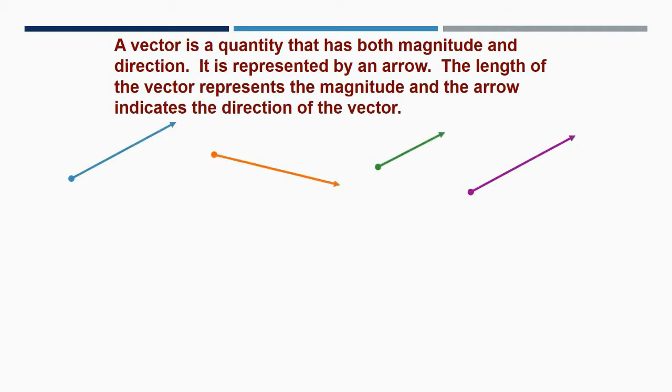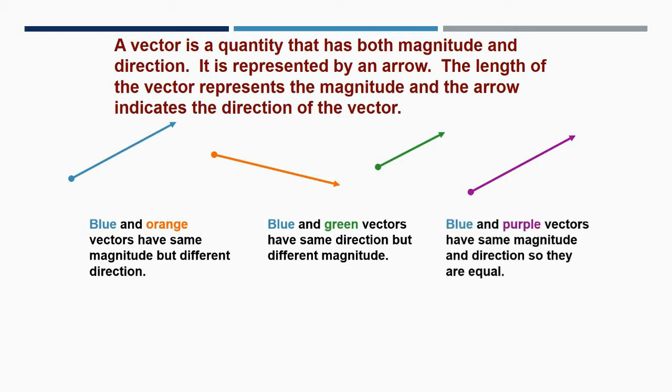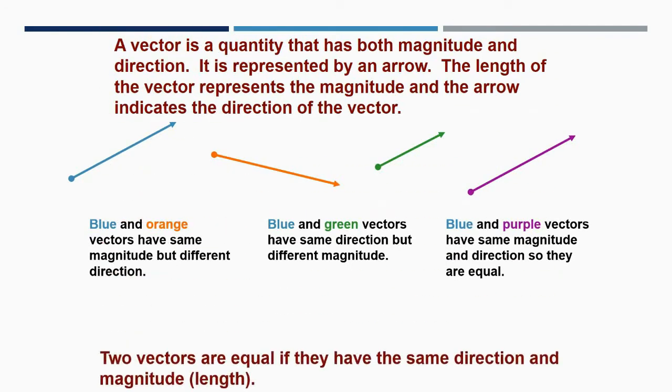Here we have 4 vectors pointing in different directions at different sizes. The blue and the orange vectors have the same magnitude, but different directions, so they're both the same length. The blue and the green vectors have the same direction, but different magnitudes. The blue and the purple vectors have the same direction and the same magnitude, so they are equal. 2 vectors are equal when they have both the same direction and magnitude.